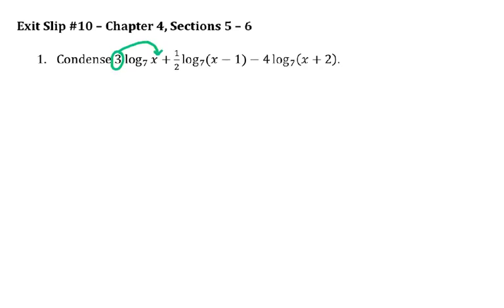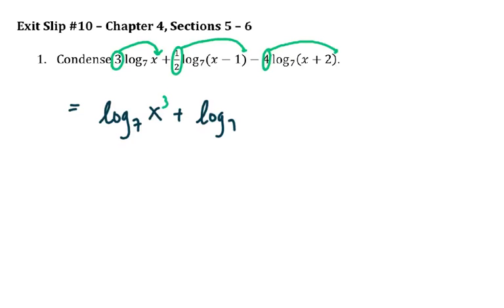So I can move the 3 up as the exponent on x, the 1/2 up as the exponent on x minus 1, and the 4 up as the exponent on x plus 2. So just showing that much, we're at log base 7 of x to the power of 3 added with log base 7 of x minus 1 to the power of 1/2, and then that's still being subtracted by log base 7 of x plus 2 to the power of 4.